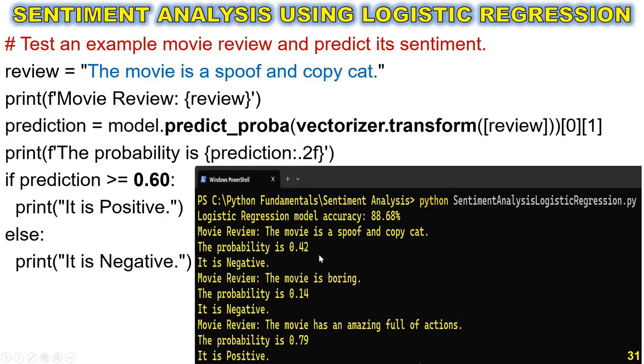The probability is 0.42. I set the predicted probability of 0.60 and above as positive, and below 0.60 will be predicted as negative. In your case, you can change this decision making. If you want 1/2, 0.50, therefore, it is up to you.